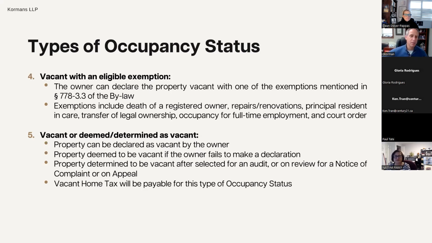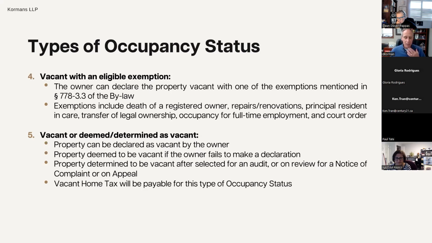Number 4 here is vacant with an eligible exemption. So there are certain exemptions that I'll go through in a minute, where it's vacant, but you have an exemption that allows it to be vacant. And the exemptions, I'll go into more detail in a minute, but include the death of an owner, if an owner died during the course of the year, and that's why it was vacant.